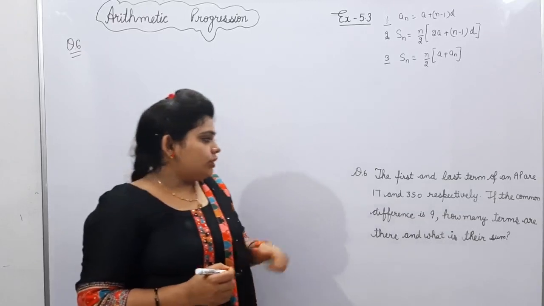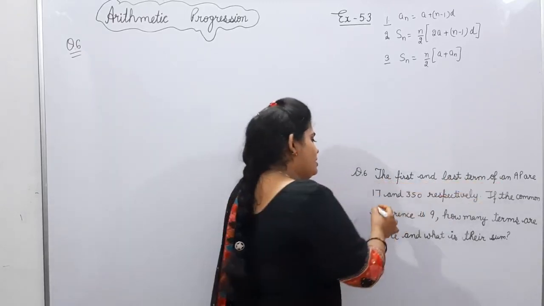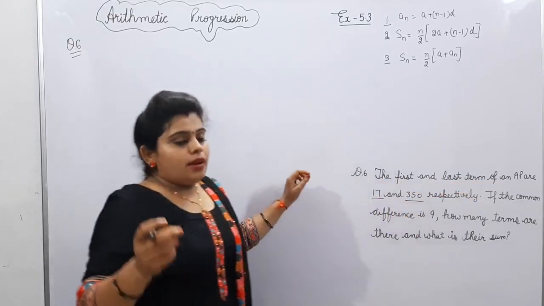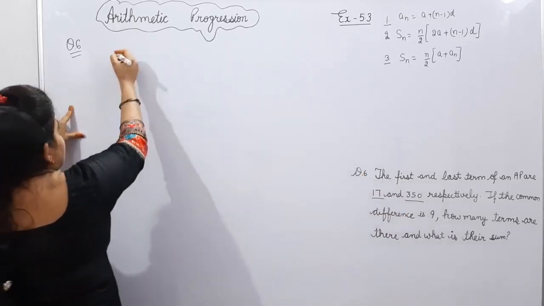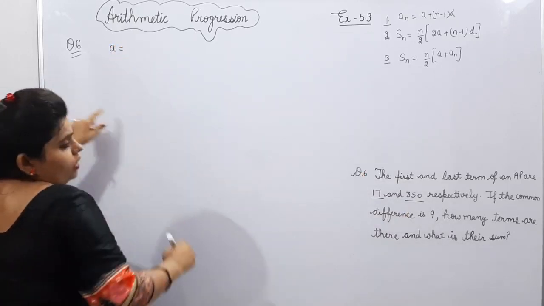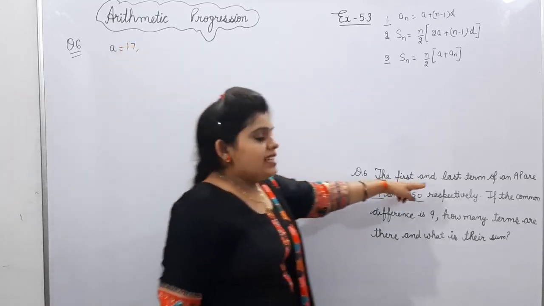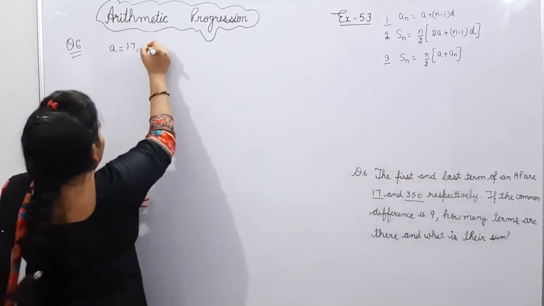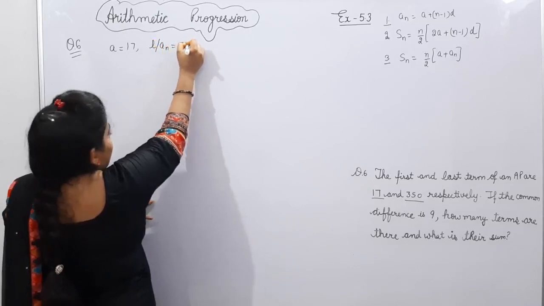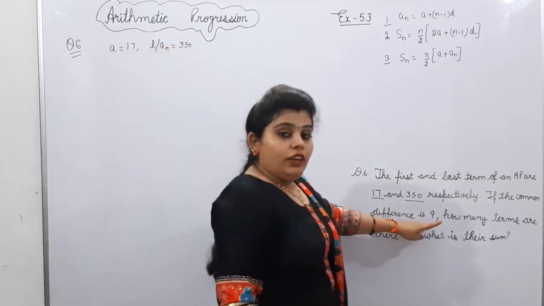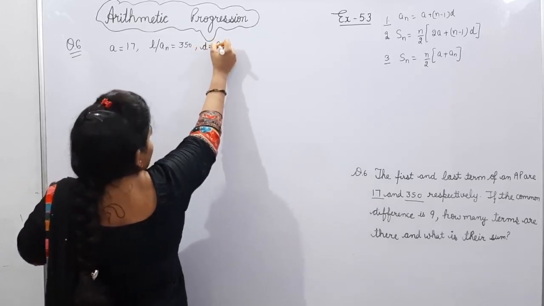Next question, question number 6. The first and last term of an AP are 17 and 350. Sums like to question number 5. What is given? First term a is equal to 17. Last term means L or N, and it is equal to 350. If the common difference is 9, now here value of d is given and it is equal to 9.